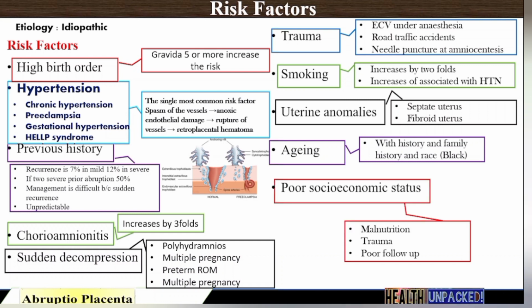Poor socioeconomic status. If there is poor socioeconomic status, there will be malnutrition, trauma, poor follow-up. These things increase the risk of abruptio placenta. So these are some risk factors.